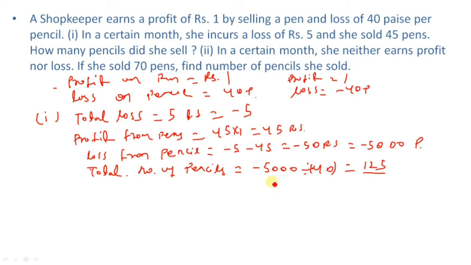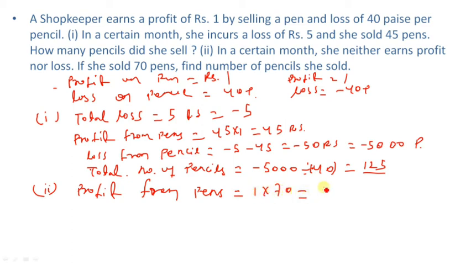Now in the second part of the problem, what is the question? In a certain month, she neither earns profit nor any loss, and she sold 70 pens. So first what we need to do? We need to calculate the profit from pens. Now, from 1 pen, what is the profit? The profit is 1 rupee. So from 70 pens, what will be the profit? The profit will be 1 into 70, which is equal to 70 rupees.